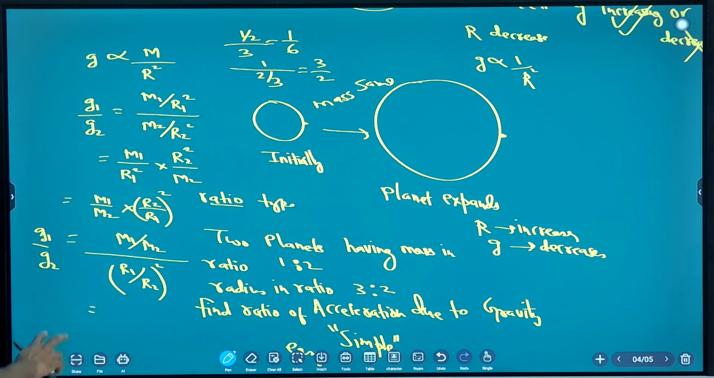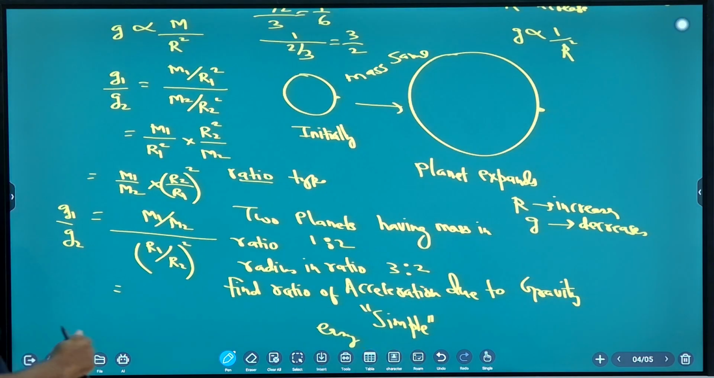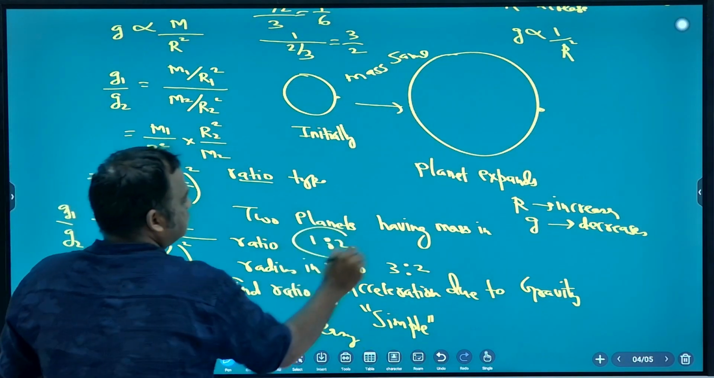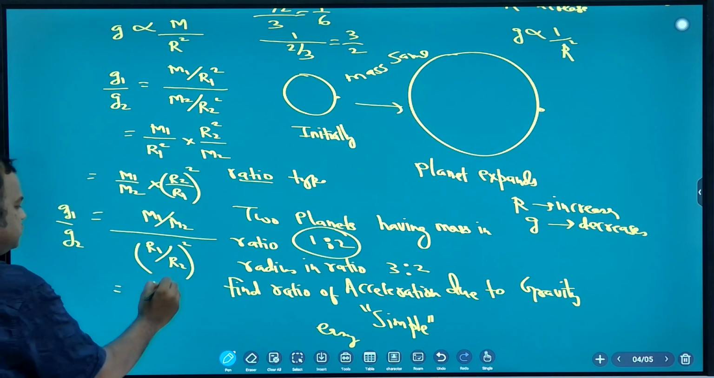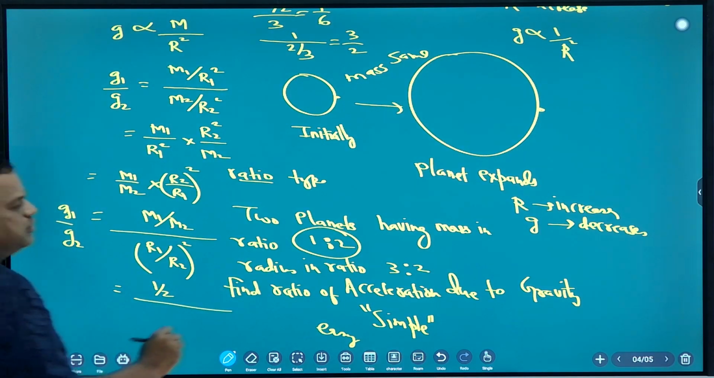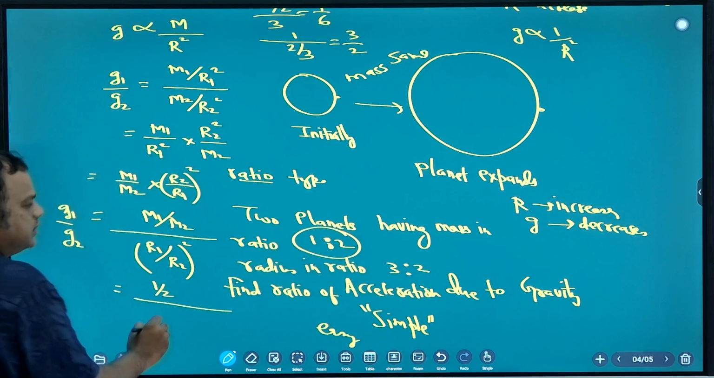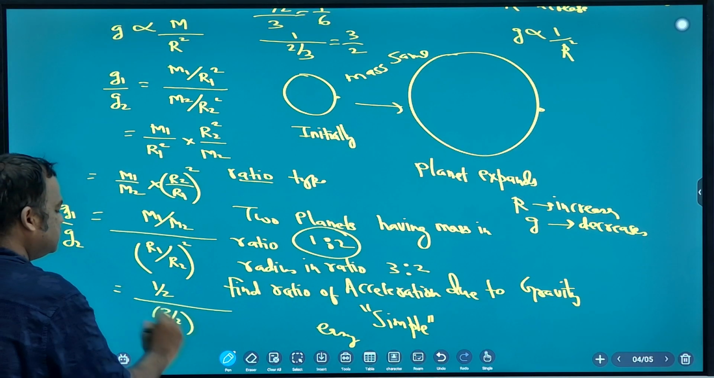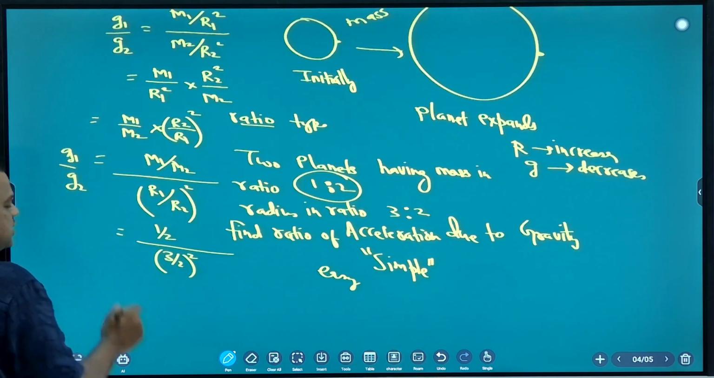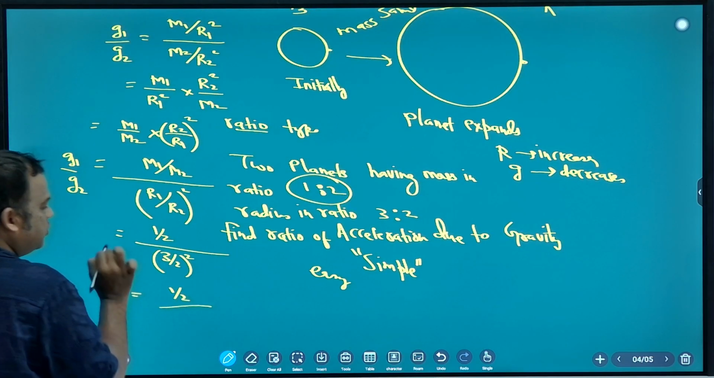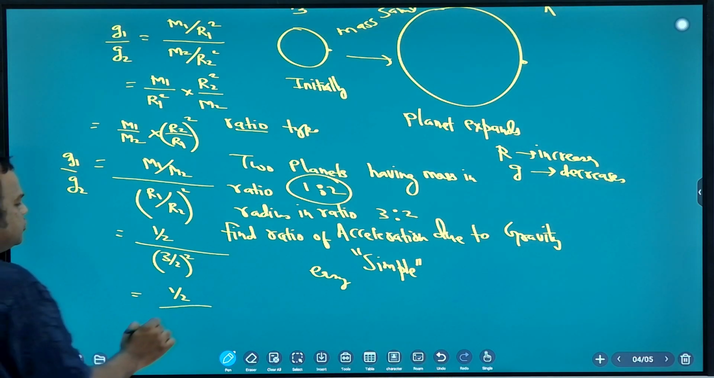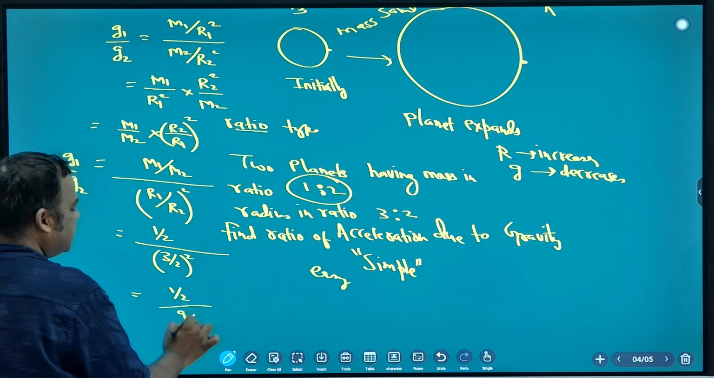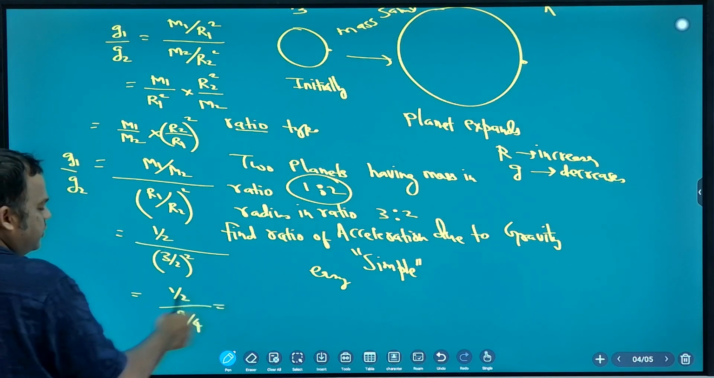Okay, clear? So what is the answer? What is m1 by m2? 1 by 2, divided by what is r1 by r2? 3 by 2, so 3 by 2 whole square. So what is the answer? 1 by 2 by 3 by 2 square, 3 by 2 square is 9 by 4. Now you tell me how much is this?